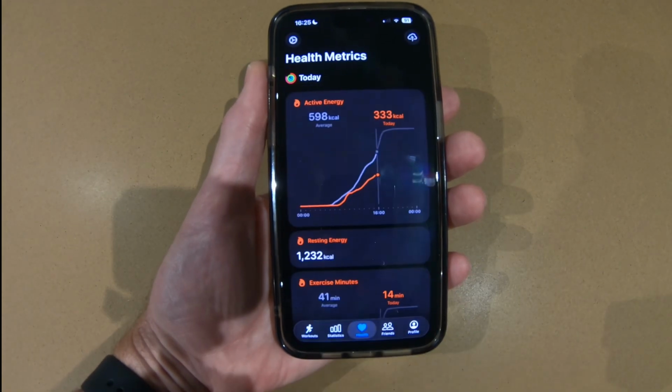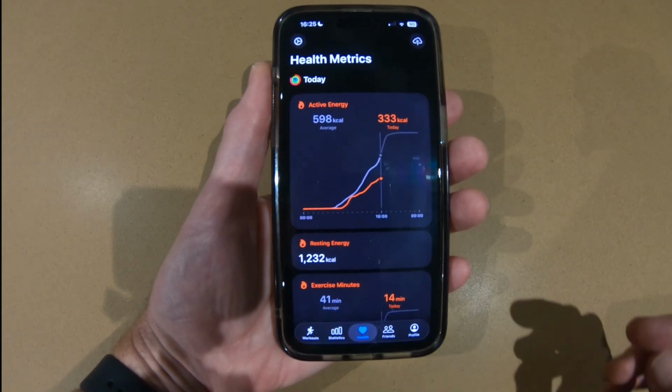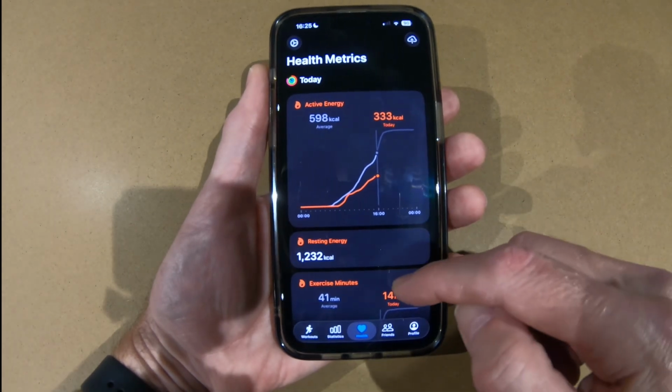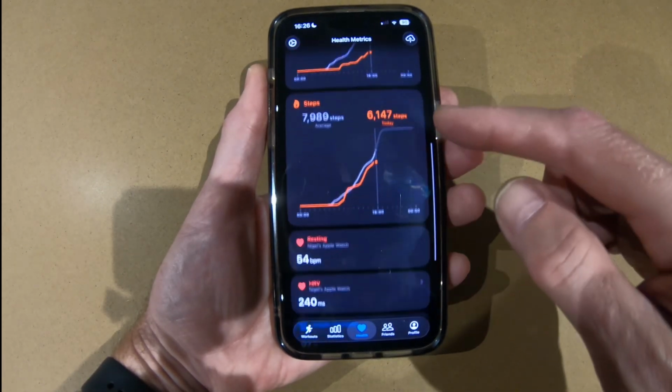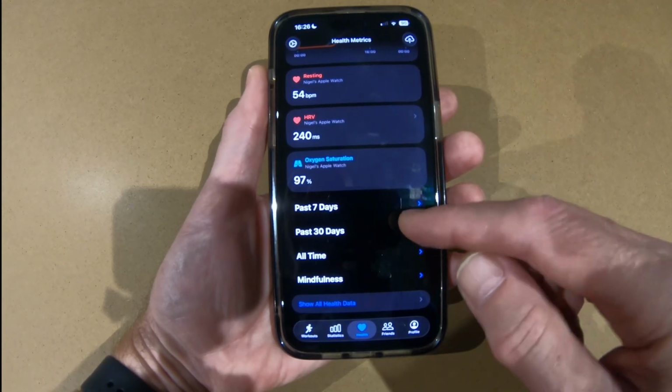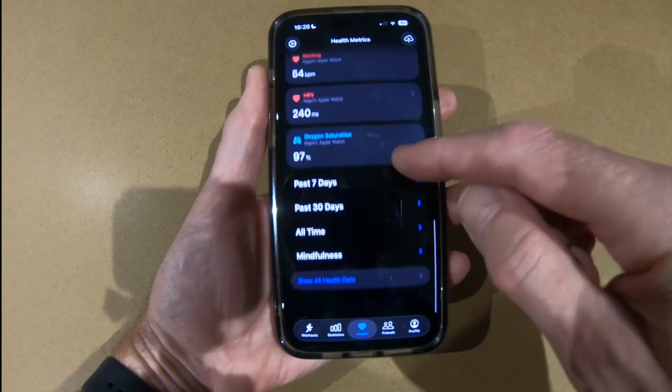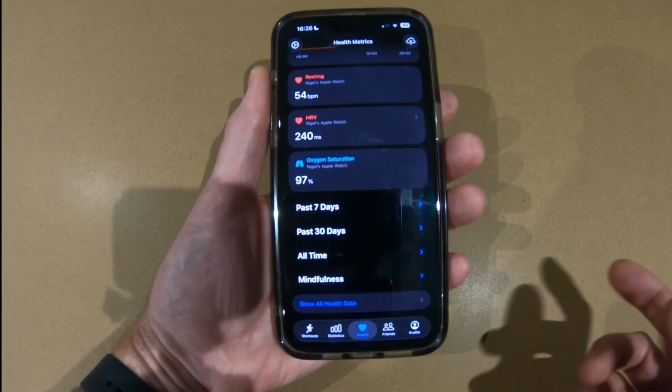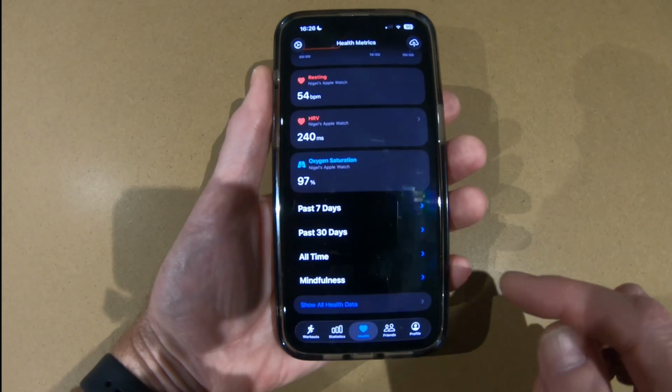When you go on to the next tab, it is health. Now this takes a lot of your metrics from your Apple Watch, and it's just easy. It's all in one place, and it's really easy to see. So you've got your resting heart rate there, your HRV, oxygen saturation, etc. And you can go back in time, 7 days, 30 days, and all time.